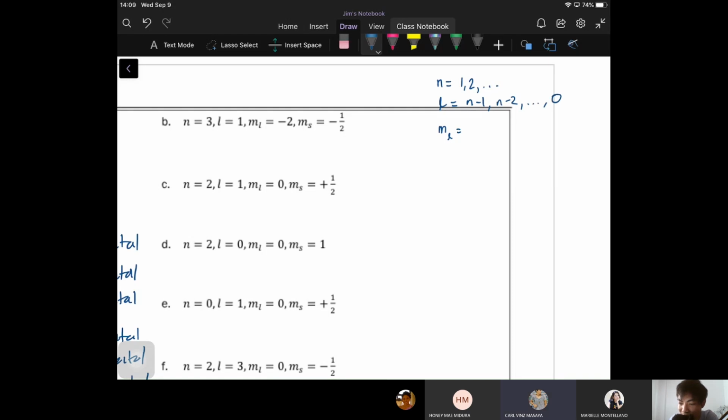Okay. Sino yung mali dyan? Hindi ko sure, pero sir, negative 1/2 na po ata. Okay. Ang sagot doon is yung ML. Tignan nyo, ano ba yung relationship ng ML sa L? Sabi natin kanina, yung ML dapat ay negative L to positive L. So, if yung L mo is 1, dapat ang ML mo ay negative 1, 0, positive 1. So, hindi pwede yung negative 2 to, not permissible to.